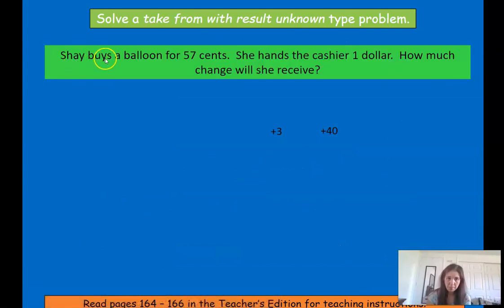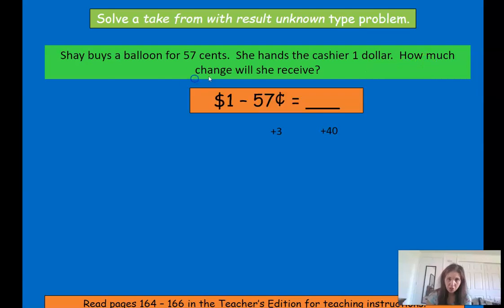Okay. Shay buys a balloon for 57 cents. She hands the cashier $1. How much change will she receive? Okay? So the first thing when you read a word problem is you want to pay attention to the important information that they give you. And you also want to think about, what are they asking me for? What do they want me to do? So she buys a balloon for this amount of money, 57 cents. She gives the cashier $1, and they want to know how much change is she going to get back.